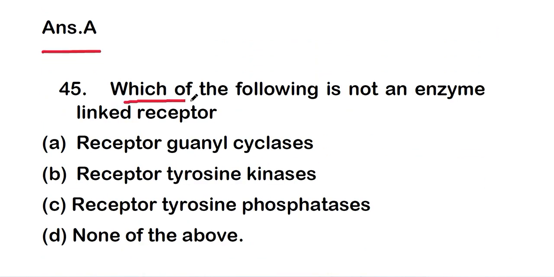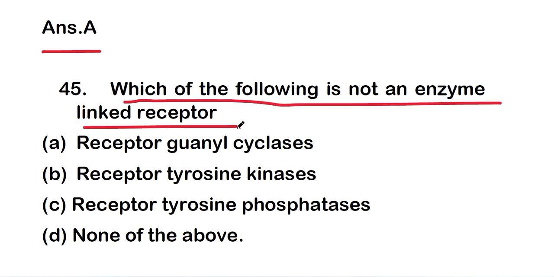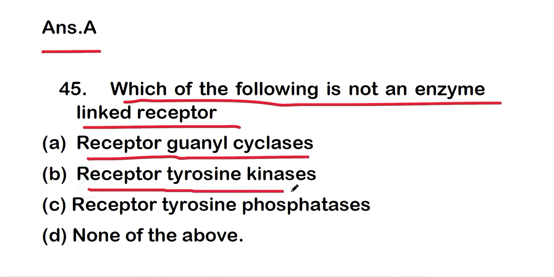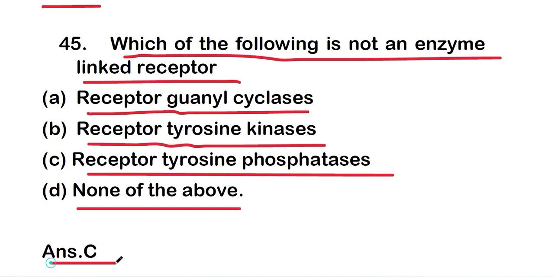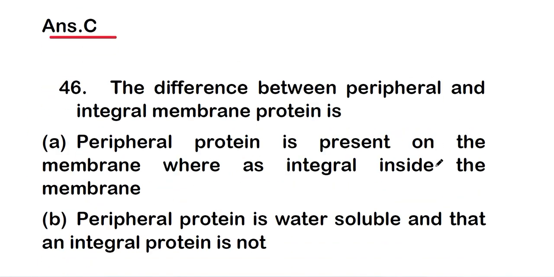So which of the following is not an enzyme linked receptor? And the options are option A, receptor guanyl cyclase, option B, receptor tyrosine kinase, option C, receptor tyrosine phosphatase, or option D, none of the above. And the right answer is option C, that is receptor tyrosine phosphatase is not an enzyme linked receptor. Okay, so let's move on to the next question.